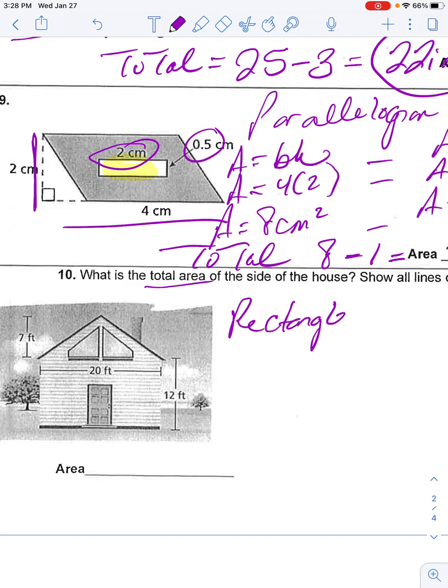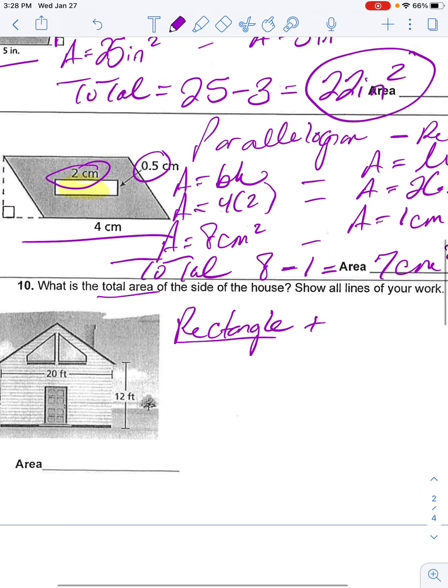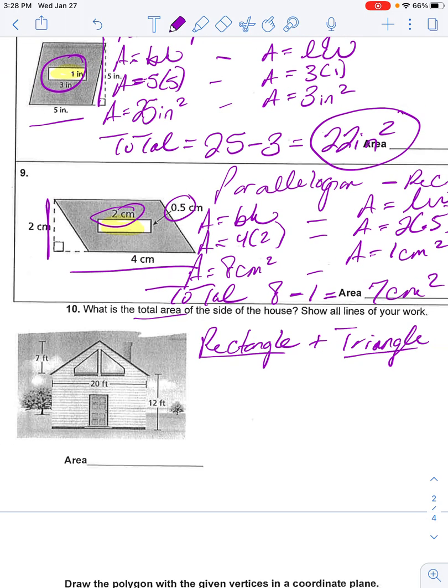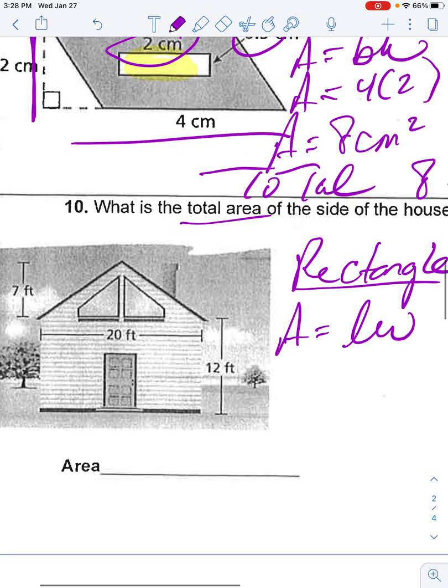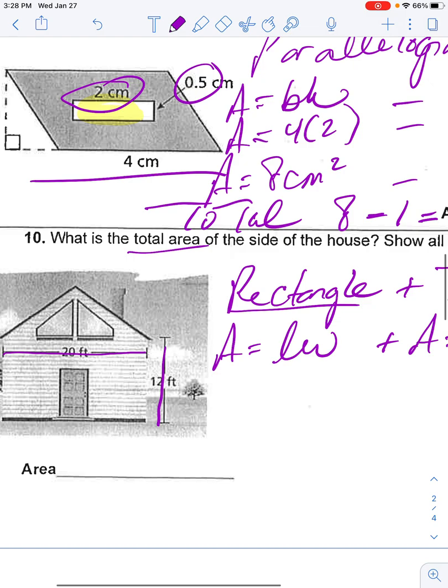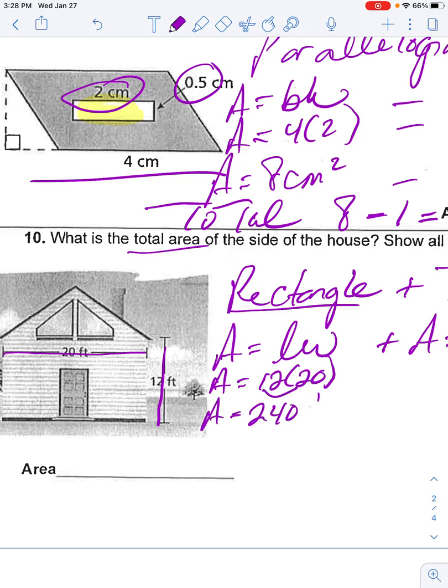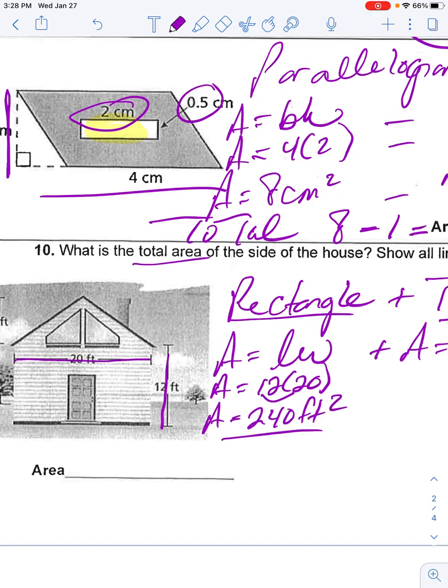So again, rectangle plus triangle. Rectangle, length times width. Triangle, 1/2 base times height. Rectangle, it is a 20 by 12. 12 times 2 is 24, out of 0, 240 feet squared for the rectangle.